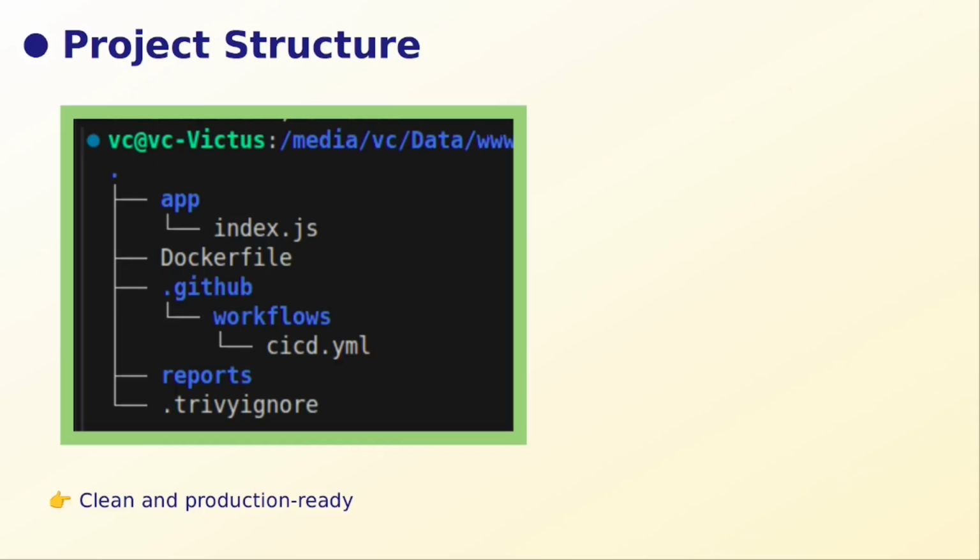We also have a Trivy ignore file. This allows us to ignore specific vulnerabilities if needed. For example, if a vulnerability is known but not relevant to our use case. The key idea here is simplicity. Even with a small structure, we can build a production-ready pipeline. This makes the process easy to understand, maintain, and scale.